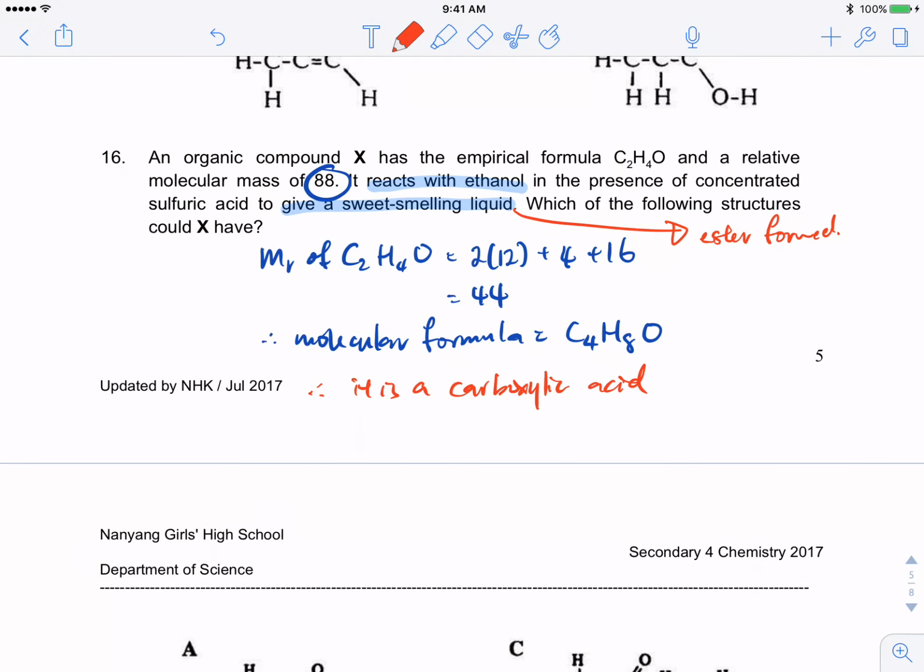Question 16. An organic compound X has the empirical formula C2H4O and a relative molecular mass of 88. It reacts with ethanol in the presence of concentrated sulfuric acid to give a sweet-smelling liquid. Which of the following structures could X have? First, we must find out what's the molecular formula. Since they gave us the empirical formula and the molecular mass, we are able to find out the molecular formula. Okay, step 1. Find the Mr of C2H4O.